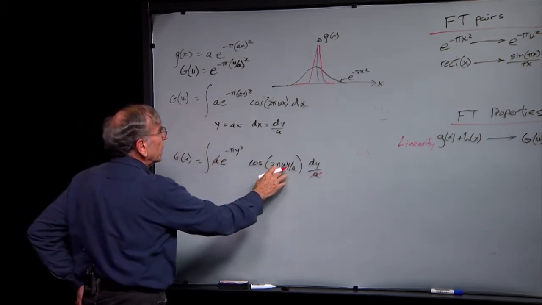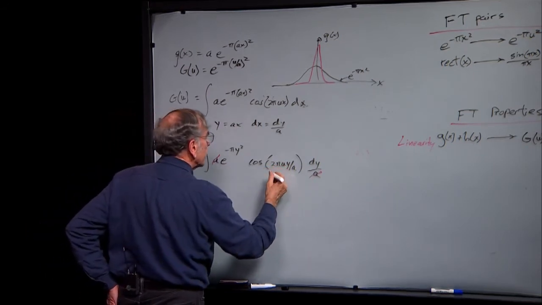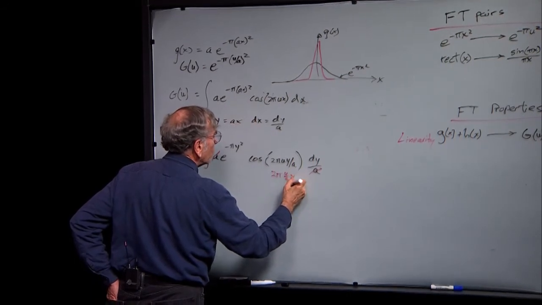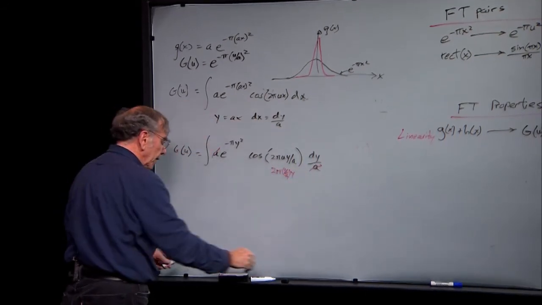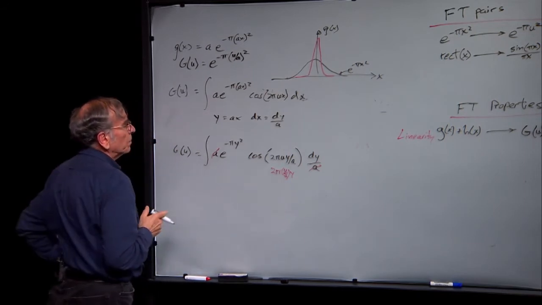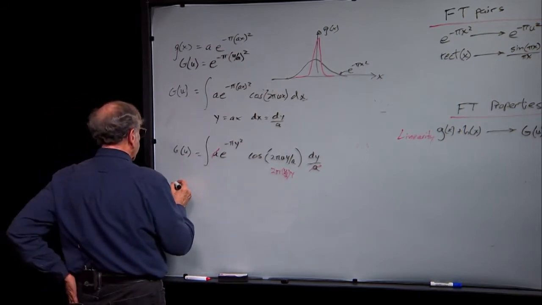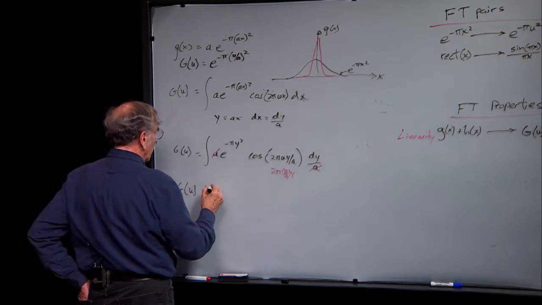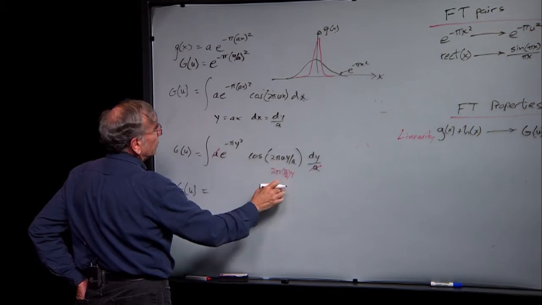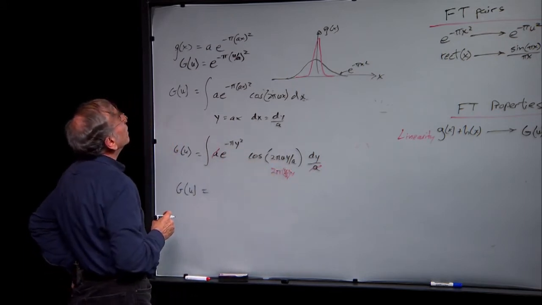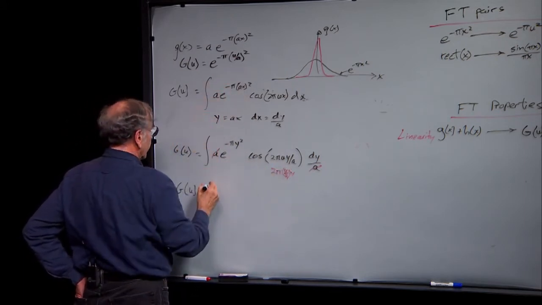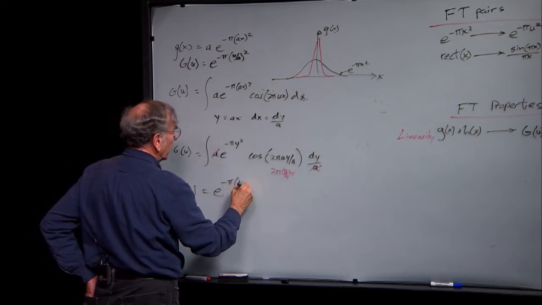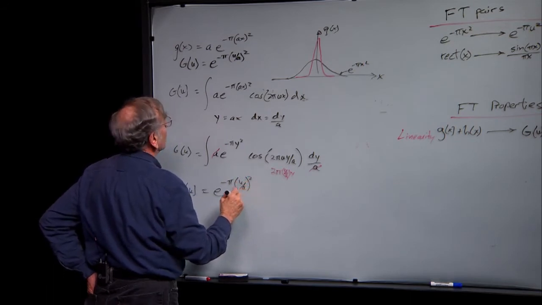We could say that this is just the same as 2 pi u over a times y. That's the only place where u appears in this equation, so we finally see that g of u is going to be the original g of u, but with u replaced with u over a. So it's going to be e to the minus pi times u over a quantity squared.